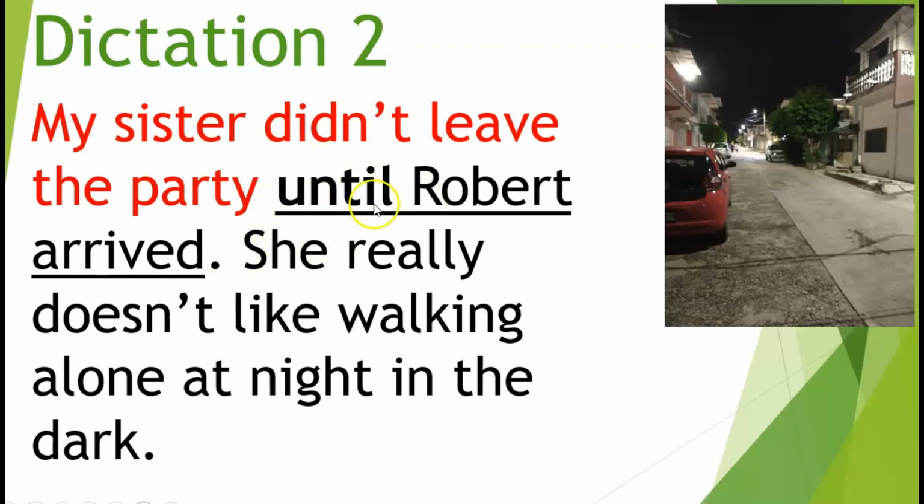So here we see the subordinate conjunction, right? And then we've got a subject and a verb. So whenever we have a subject and a verb, that's going to be a clause. Now, it's dependent. In other words, it cannot stand by itself. This one can. My sister didn't leave the party. That's a complete sentence. And then this piece right here is dependent on this piece right here.